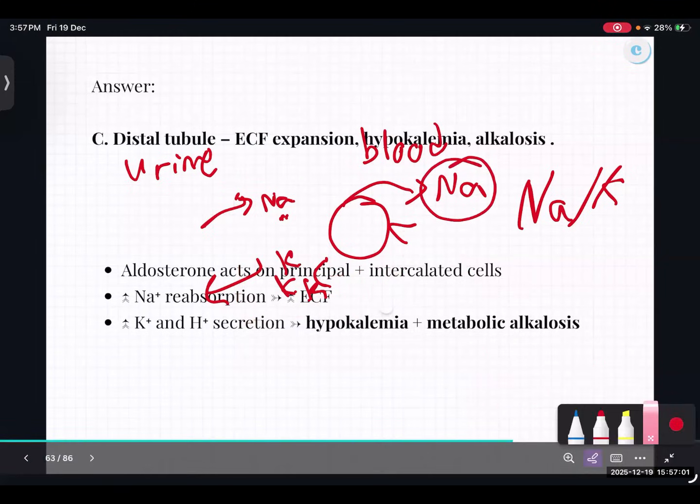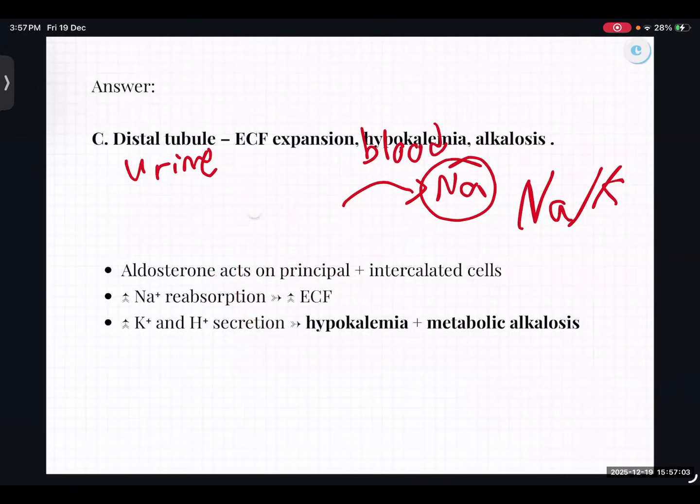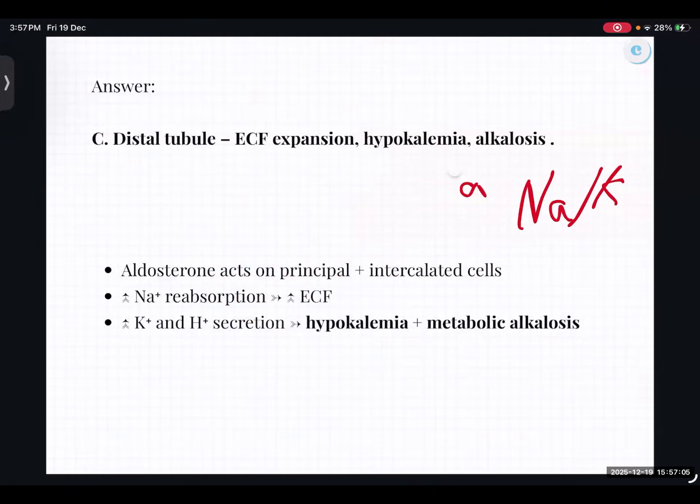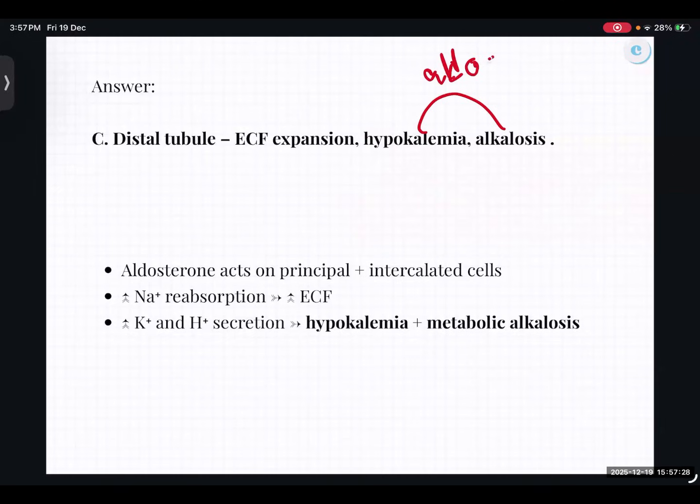But what causes alkalosis? Again, it's good for a simple recall. Aldosterone also triggers another channel that secretes potassium and hydrogen, and that's why we get alkalosis in the blood. Aldosterone secretes these.